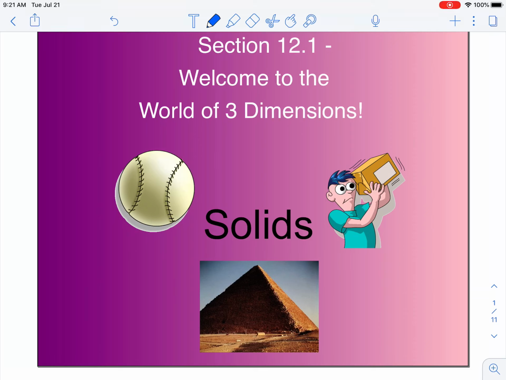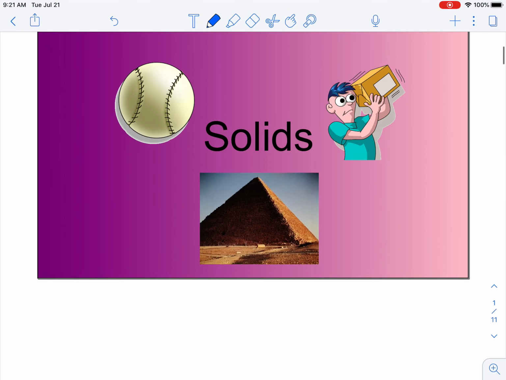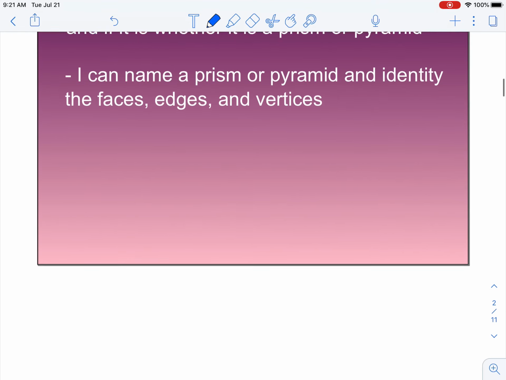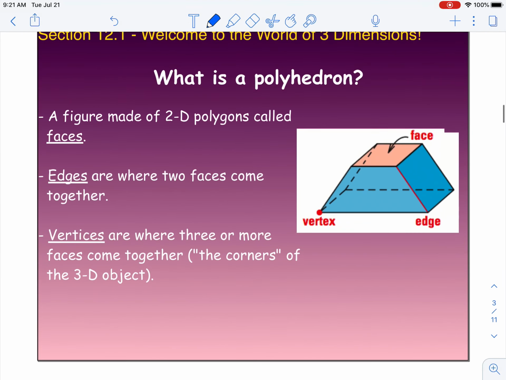Section 12.1, we are going to explore solids and three-dimensional objects. So we're going to determine if a figure is a polyhedron, and if it is, whether it's a prism or a pyramid. And then we're also going to name prisms and pyramids and identify the faces, edges, and vertices. So what is a polyhedron?